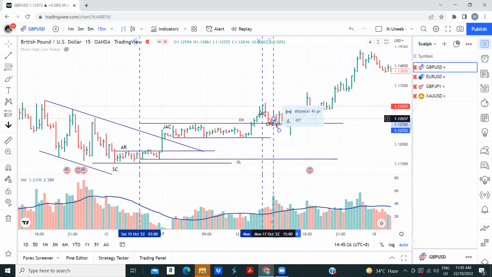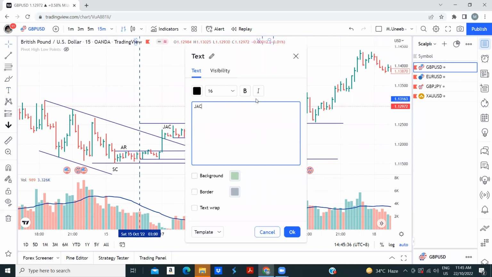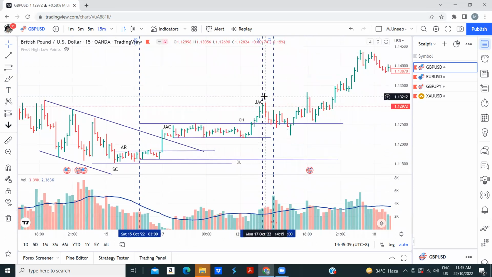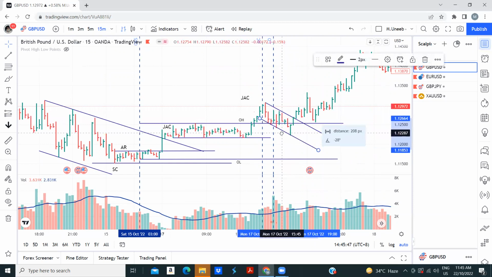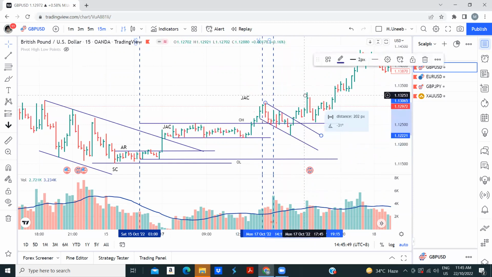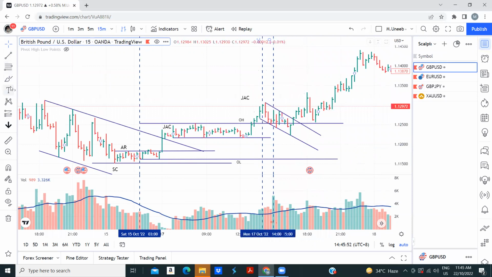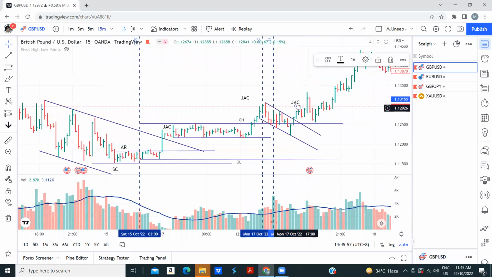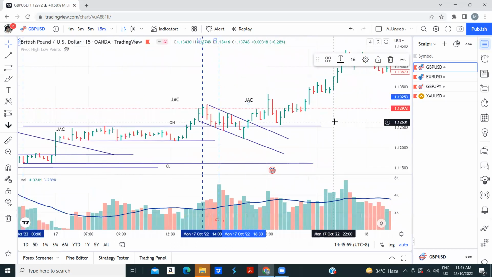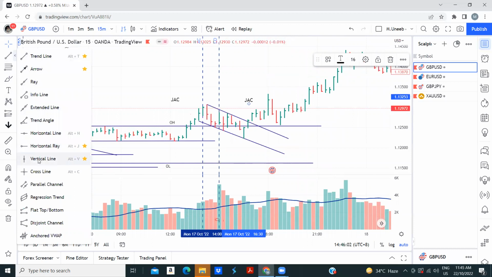Now the New York session. Okay, tell me what's going on in the New York session. Now we have this OH, the main, keep the main thing here. This becomes what? JAC, right? We draw the channel here, of course, after JAC. Okay, we have this one again, JAC, right? Yeah. Redistribution. And then after this one, where is your New York open?